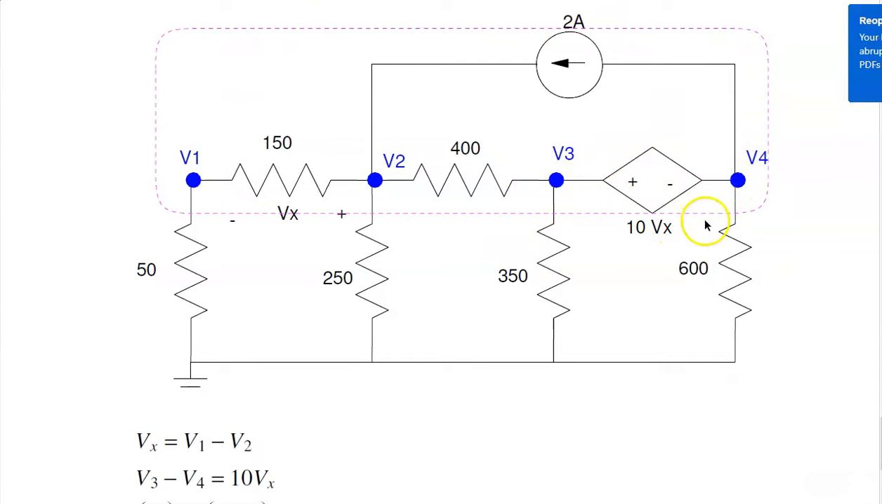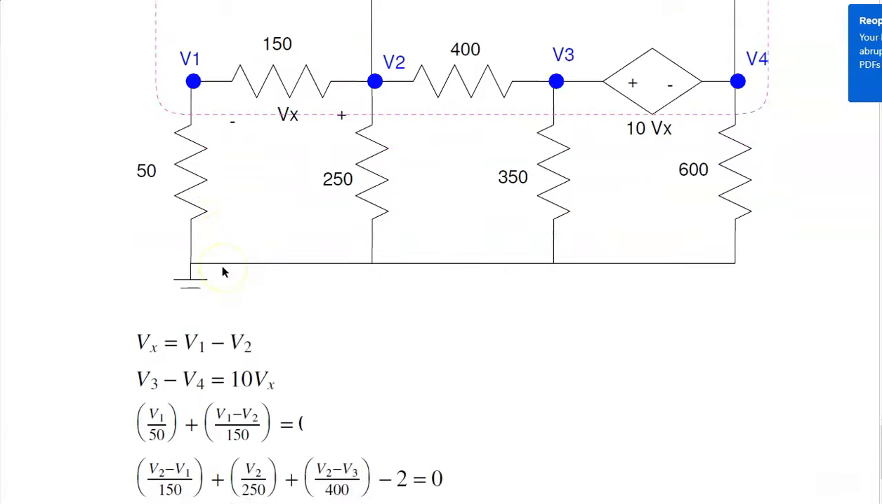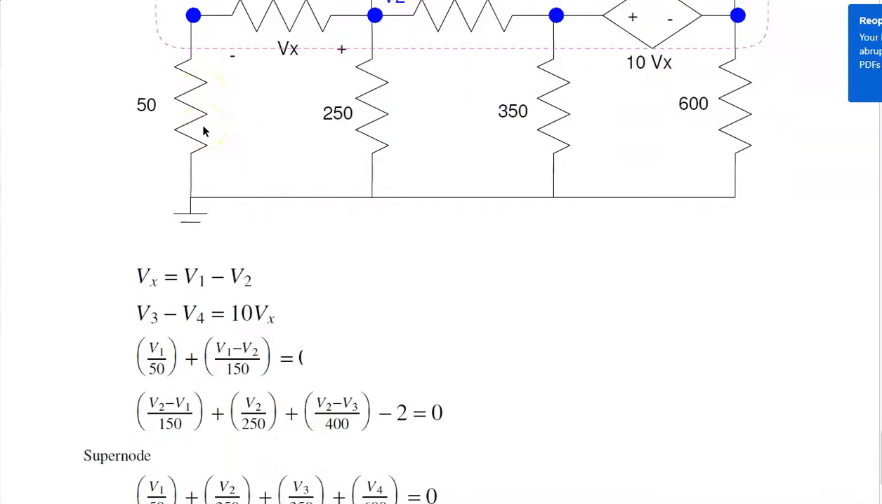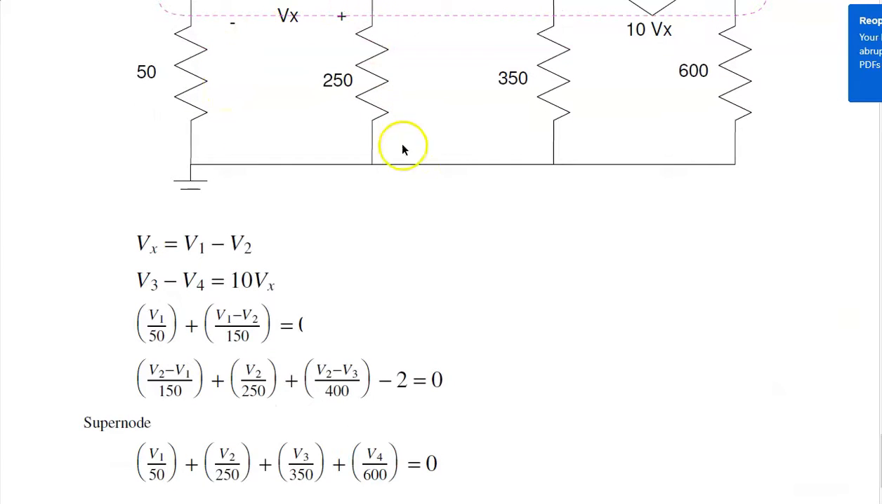That's a supernode. Take any closed path. The current out of that closed path has to add to 0. And for this case, the supernode is V1 over 50 plus V2 over 250 plus V3 over 350 plus V4 over 600 equals 0.